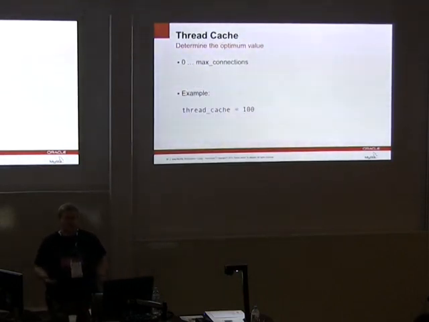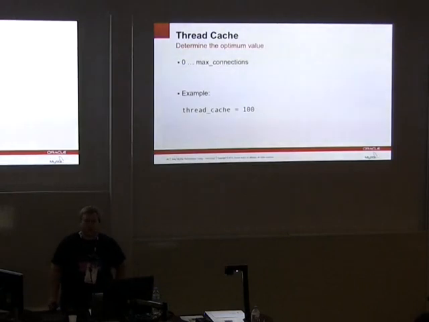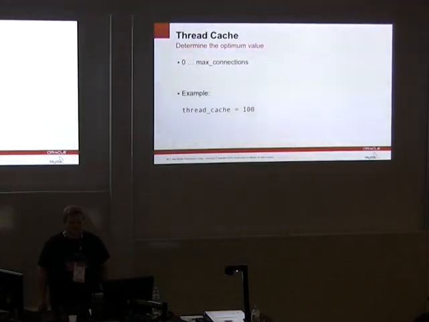The main downside of increasing it is you're going to use more memory. Every thread, when it's created, has maybe 500 kilobytes to a couple megabytes in use. So if you keep 1,000 in the cache, you're going to be using a few gigabytes of RAM just for those, even when they're not in use. But otherwise, the answer is going to be somewhere between 0 and the maximum number of connections that your server will be handling at any one time.